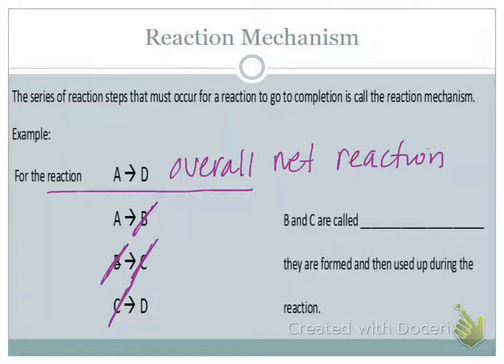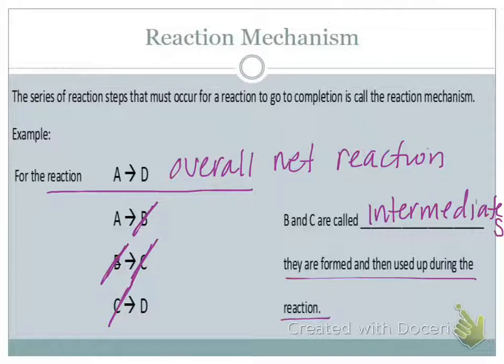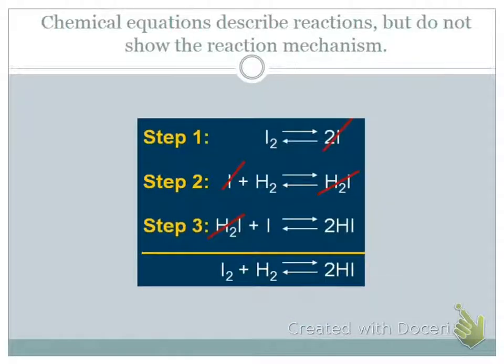And B and C are called intermediates, which is one of your vocab words. And they are formed and then used up in a subsequent reaction. So they don't appear in the overall reaction. But they're important to the process. If you don't form the intermediates, the reaction won't proceed. Okay? So here is an example with real stuff instead of A's and B's. In this case, these are your intermediates because they're formed and then they're used up. So those would be your intermediates.